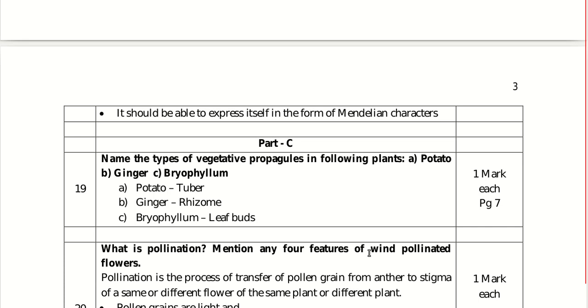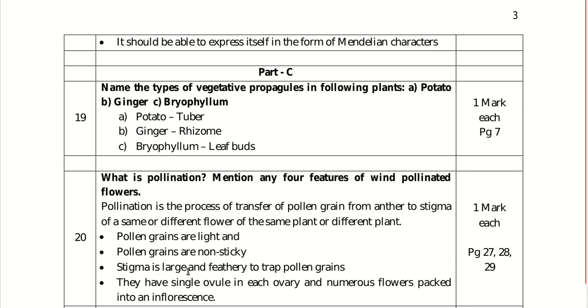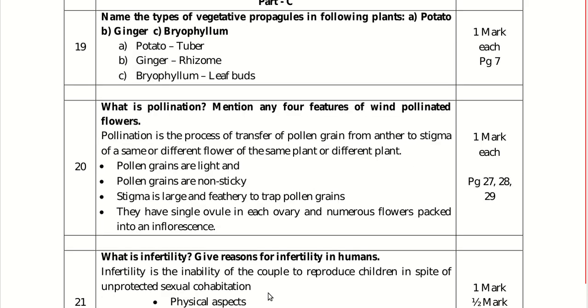Pollination is the process of transfer of pollen grain from the anther to the stigma of the same or different flower of the same plant or different plant. We term it as pollination. So wind pollinated flowers are going to have pollen grains which are light. Pollen grains are non-sticky. The stigma of wind pollinated or anemophilous flowers is large and feathery so that they can trap the airborne pollen grains. Wind pollinated flowers have a single ovule in each ovary, and numerous flowers are packed into an inflorescence to increase the chances of pollination by the airborne pollen grains.